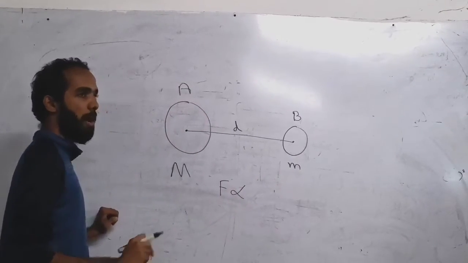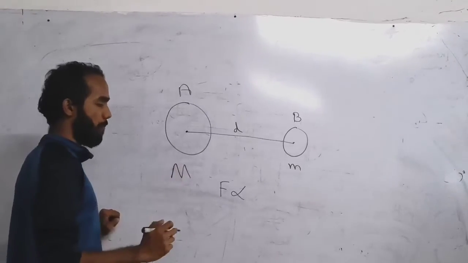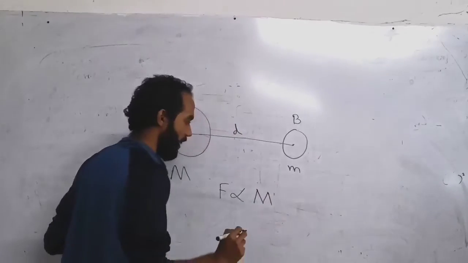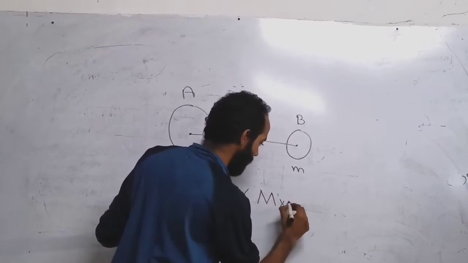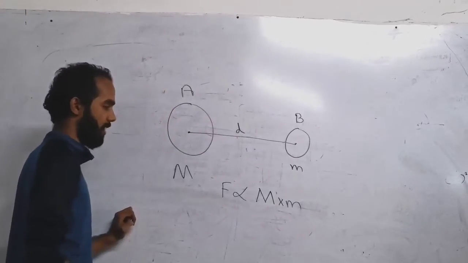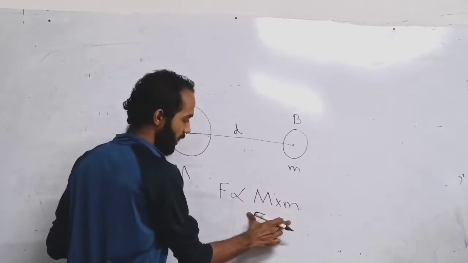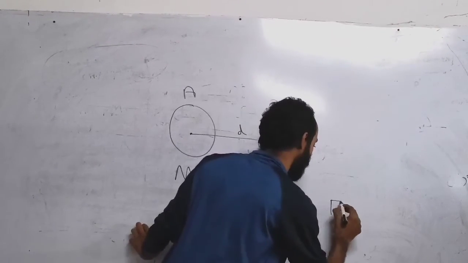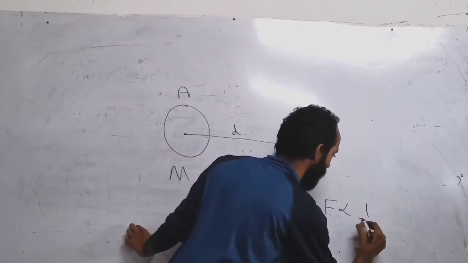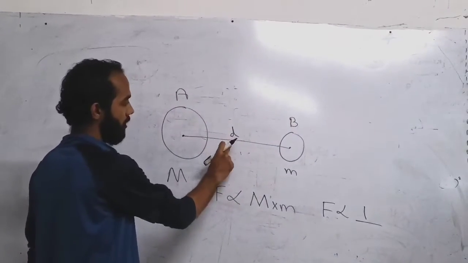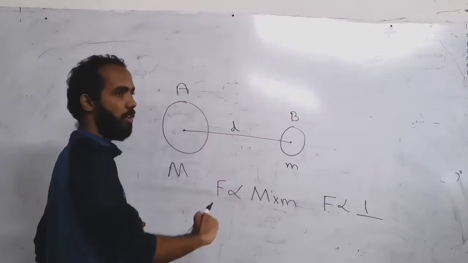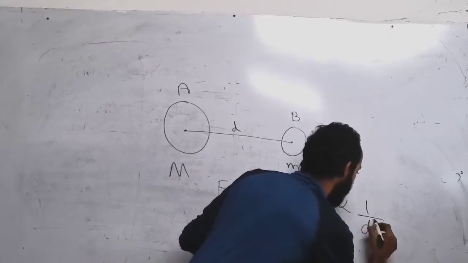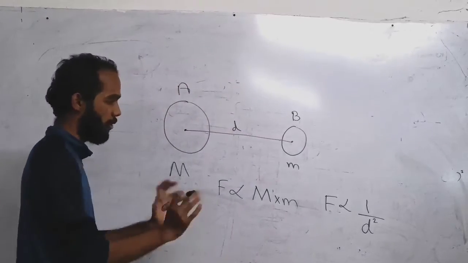directly proportional to the product of the masses of the two bodies. Product means multiplication, so the mass of the first body multiplied by the mass of the second body. This force is directly proportional to the product of the masses, and this force is inversely proportional to the square of the distance between them. The distance between them is d, so the square is d square. So we have got two relations.